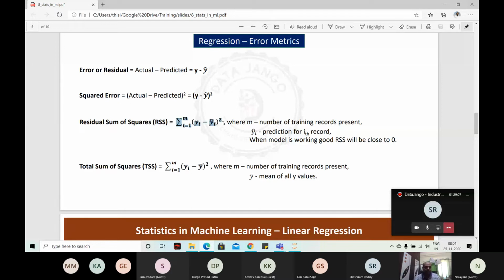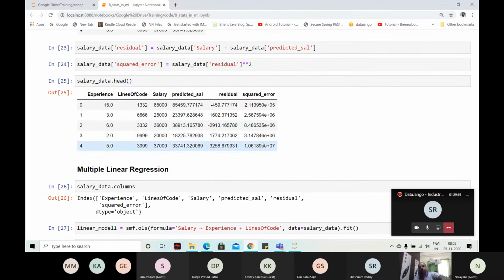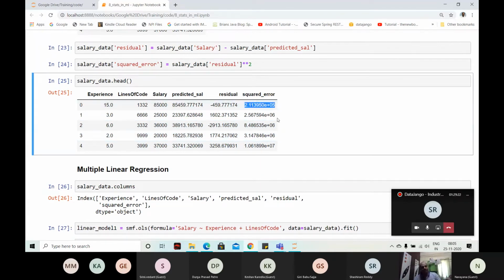This is the squared error I was actually talking about. y and y cap. y cap is the predicted value, y is the actual value. We calculated the residual sum of squares. I have shown you here maybe 5 records, but for 32 records I will calculate the squared error and sum all of them. That is squared error.